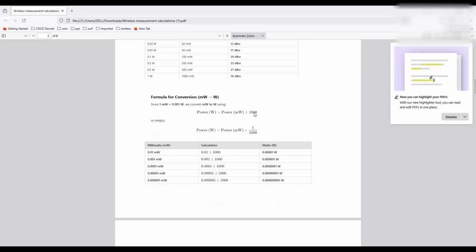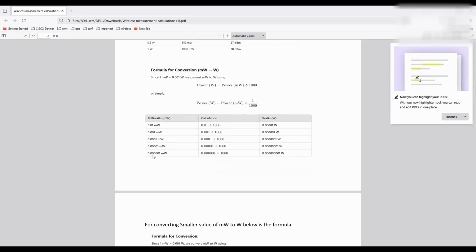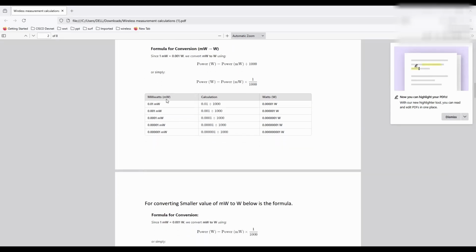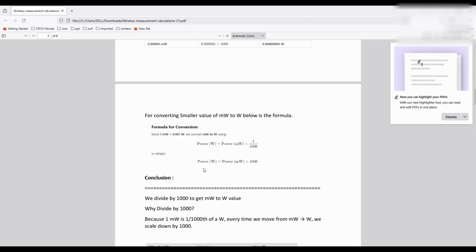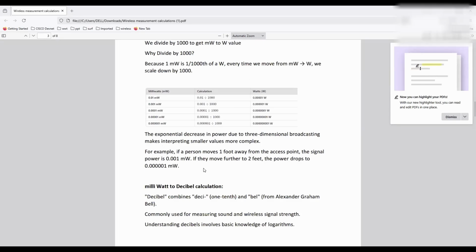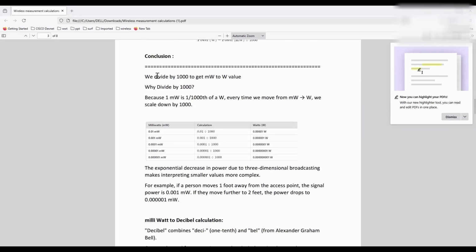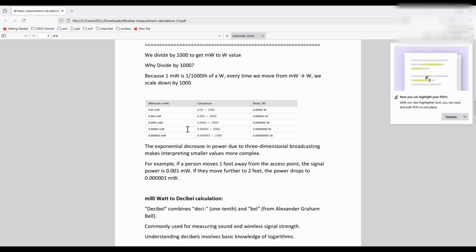Okay. Power divided by 1000, power in milliwatts, 1 by 1000. You can see here, when you say 0.0001 milliwatt, if you want to convert that to watts, you divide by 1000, and you can see you're adding some extra zeros here. So that much watts. So when you go from milliwatts to watts, you divide. When you go from watts to milliwatts, you multiply. Then in the next section, you can see this is the conclusion, the same thing that I explained.